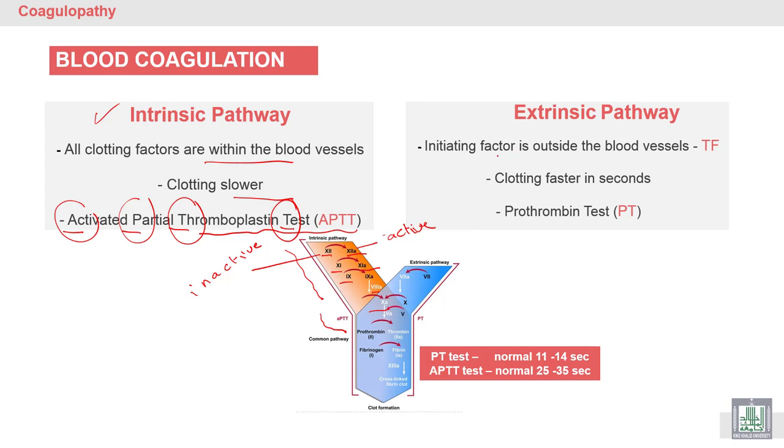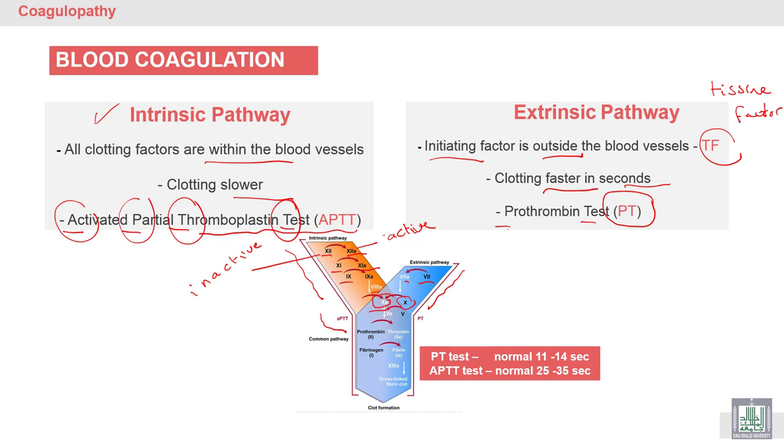Extrinsic pathway: the initiating factor is from outside the blood vessel, tissue factor, TF. Clotting is faster, in seconds. Here, starting with factor 7, activated to 7A, and then activation of factor 10 to 10A. So it is a very short pathway, so clotting is faster, and the test to check this pathway is called the prothrombin test, or PT.